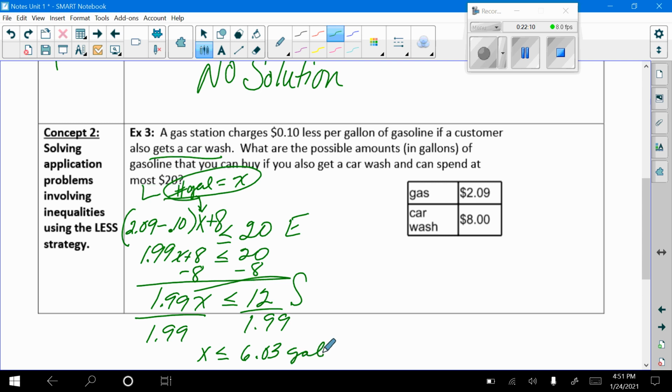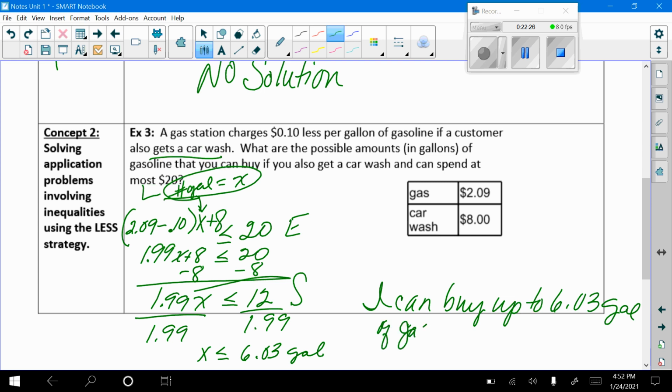So with a car wash, I can buy up to 6.03 gallons of gas and get a car wash for up to $20. Boom. And that's it.